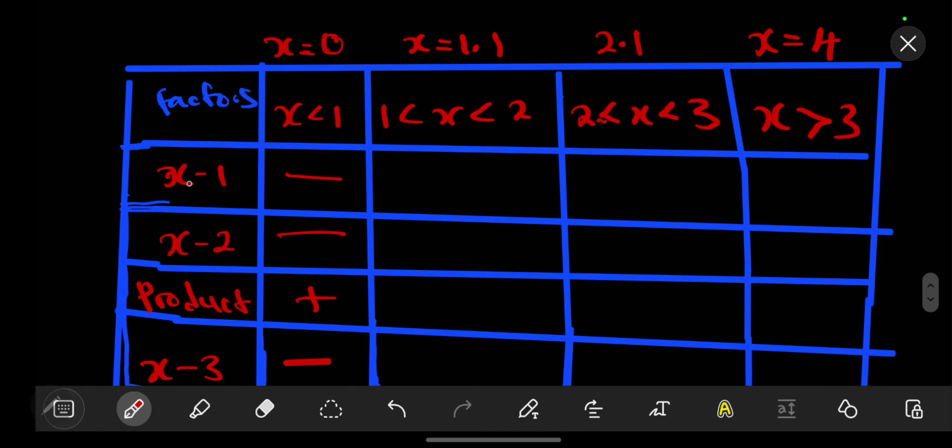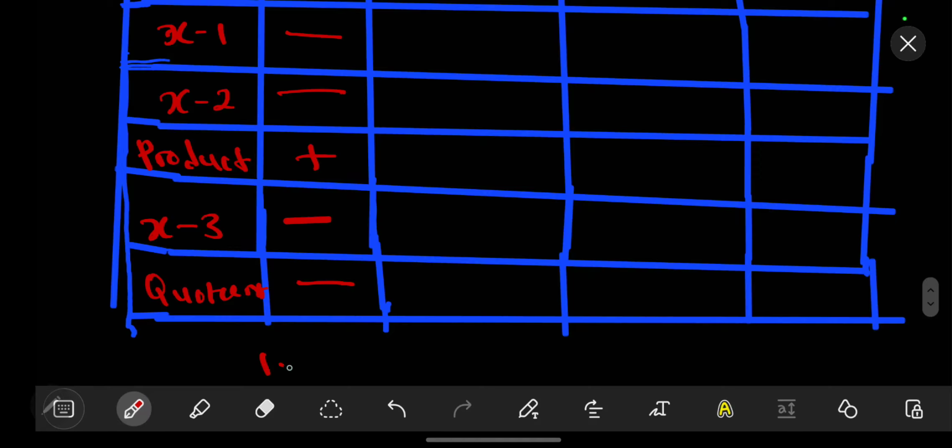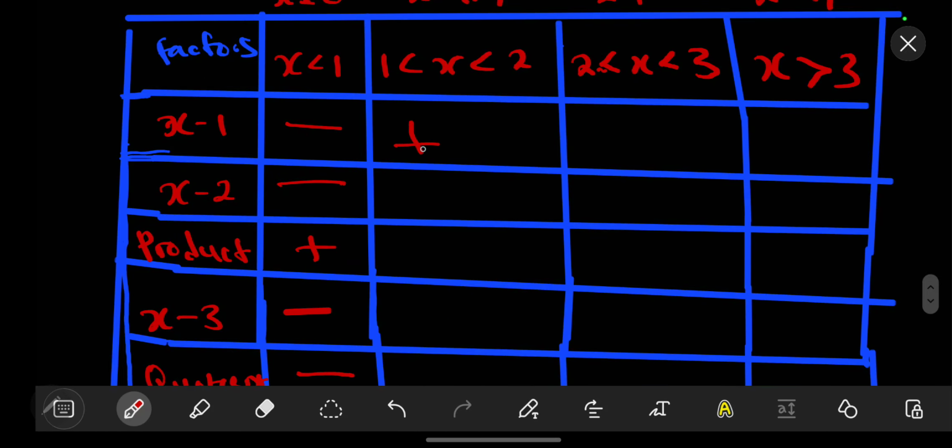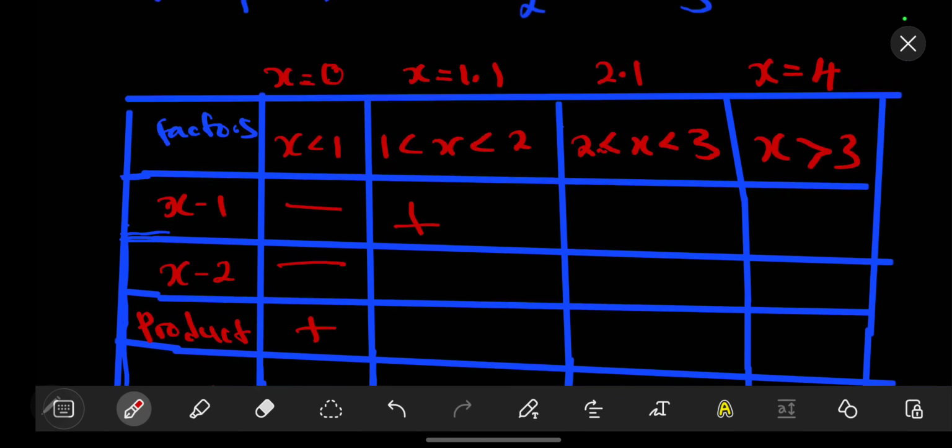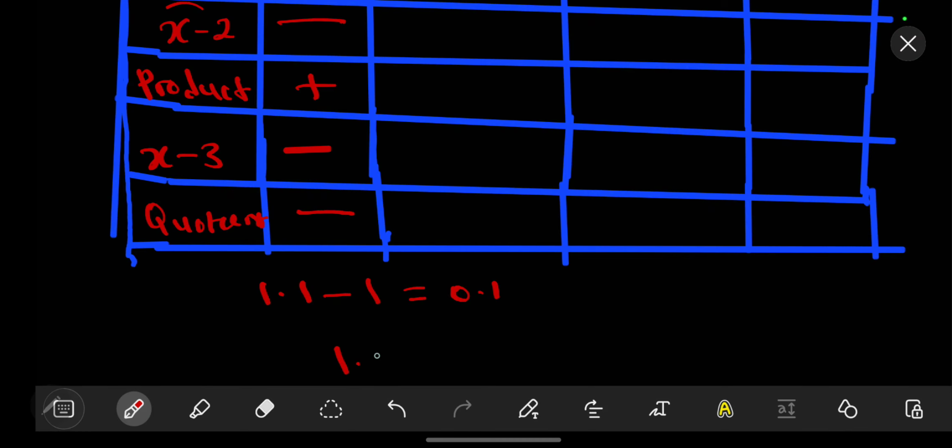So we are here. If we put 1.1 here, we are going to have 1.1 minus 1. 1.1 is greater than 1. It will give us 0.1, which is positive. So we are going to get a positive here. Then 1.1, if we put it here for x minus 2, we are going to get a negative. 1.1 minus 2 will give us, since 2 is greater than 1.1, a negative 0.9.